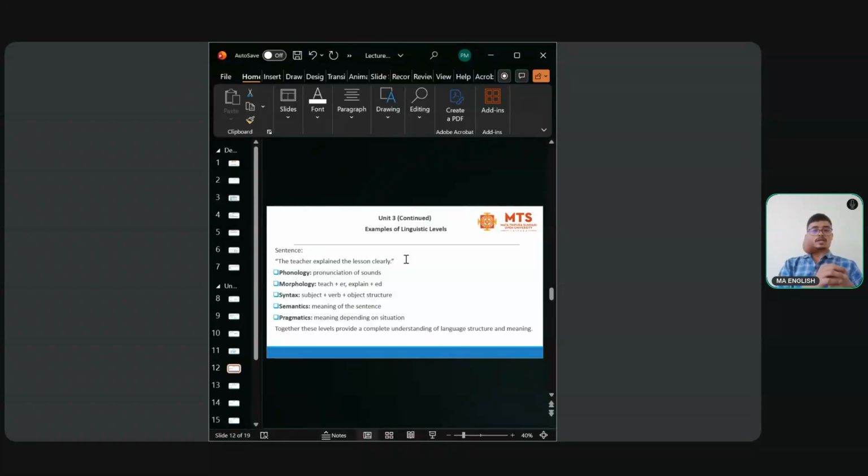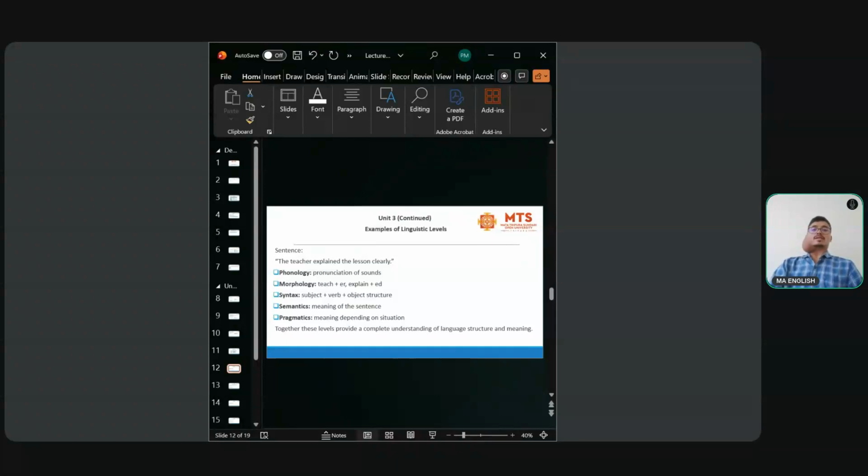Similarly, the word explained is formed from explain plus the past tense marker -ed, right? Explain plus -ed becomes explained. And the word clearly is formed from clear plus the adverb-forming suffix -ly. So morphology reveals how words are built from meaningful parts.